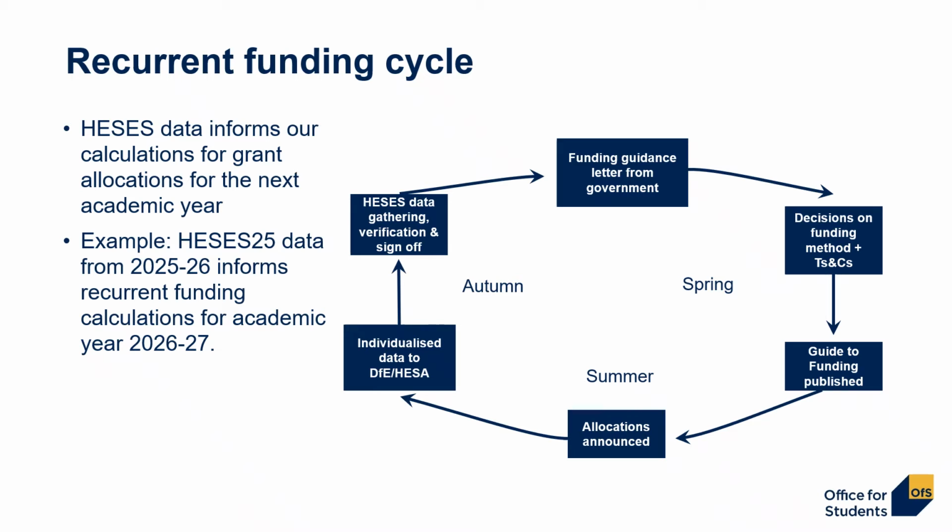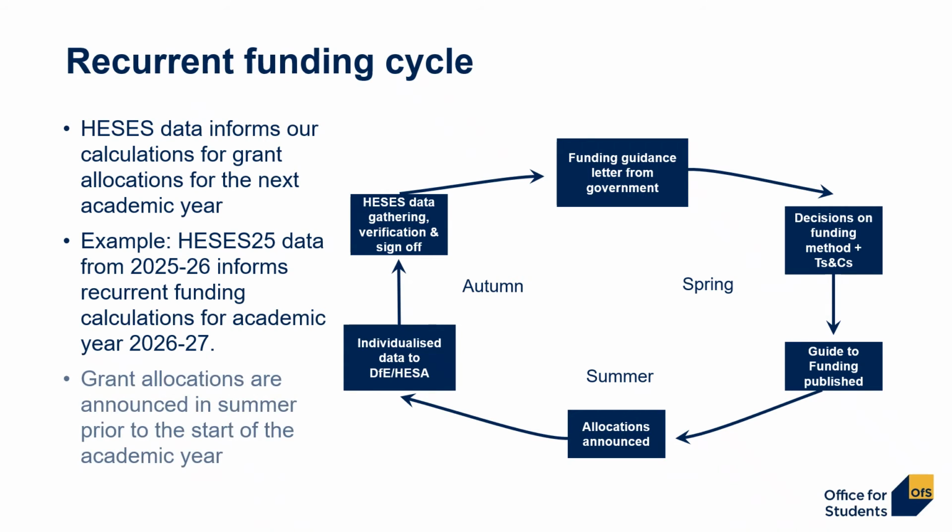This is where our HESES data is used, although we also utilise the previous year's individualised student data from each provider via the HESES student record or via the DFE's individualised learner record, the ILR. This depends, of course, on which type of provider is being considered. Grant allocations are then announced in summer prior to the start of the academic year. Once each academic year is over, providers compile and submit their individualised data returns for submission to the DFE or HESA, and after that is complete, a new cycle is upon us with the next HESES collection.